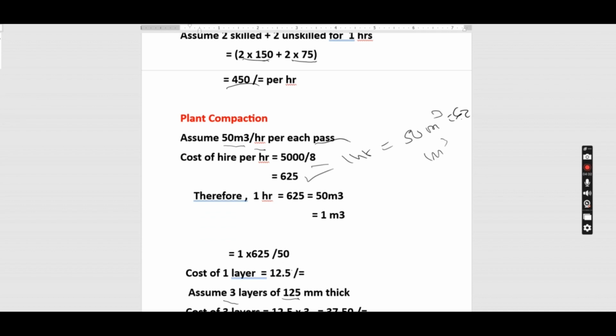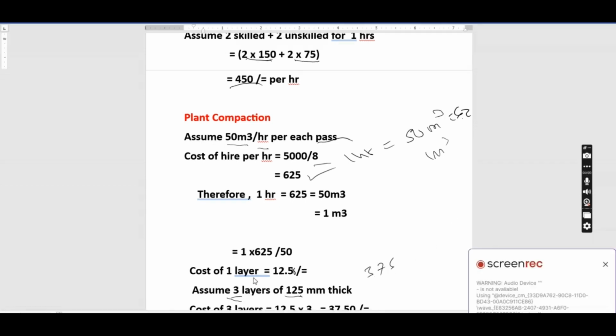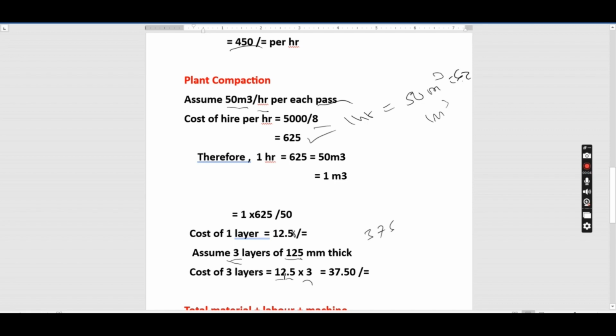Now this is the cost of 1 layer, but we have a thickness of 375. So 375, if we assume 1 layer is 125, meaning we are going to have 3 layers. So we are going to assume 3 layers of 125 millimeters thick, and then we find the cost. Now we proceed to finding the cost of the 3 layers, since one layer is 12.50, we multiply by 3, that gives us 37.50.